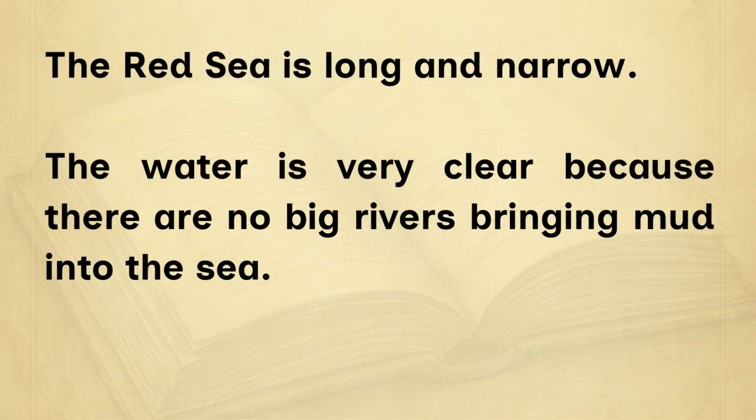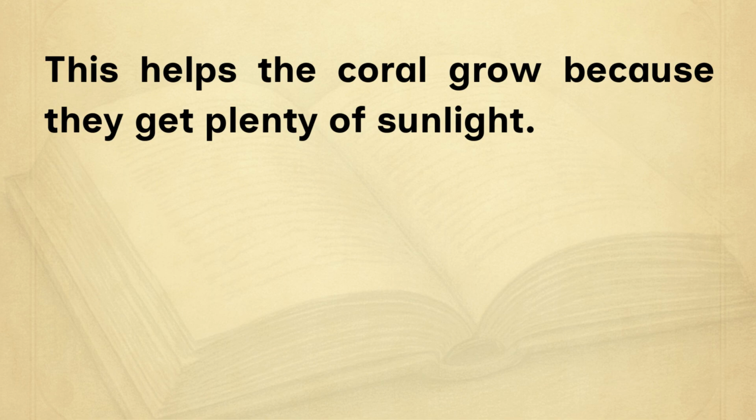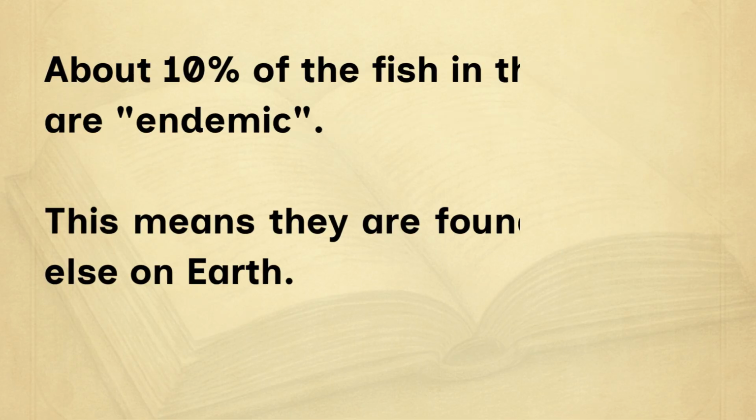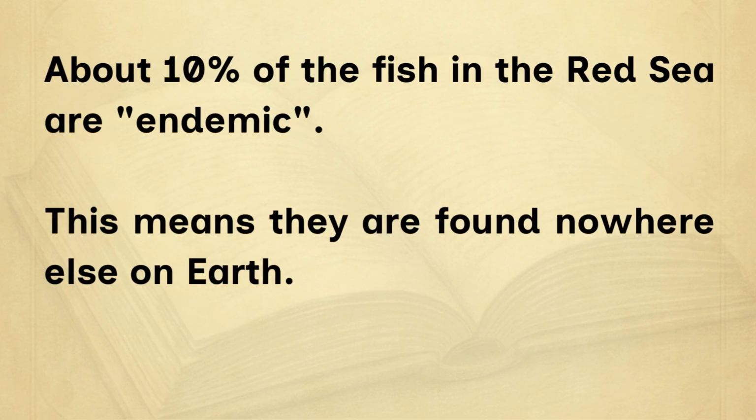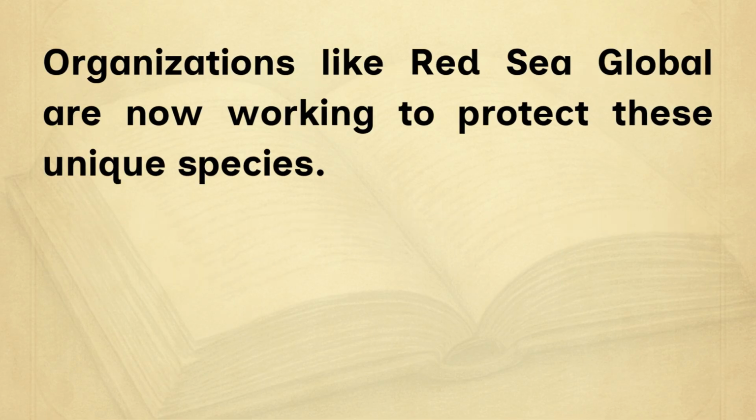The Red Sea is long and narrow. The water is very clear because there are no big rivers bringing mud into the sea. This helps the coral grow because they get plenty of sunlight. About 10% of the fish in the Red Sea are endemic. This means they are found nowhere else on Earth. Organizations like Red Sea Global are now working to protect these unique species.